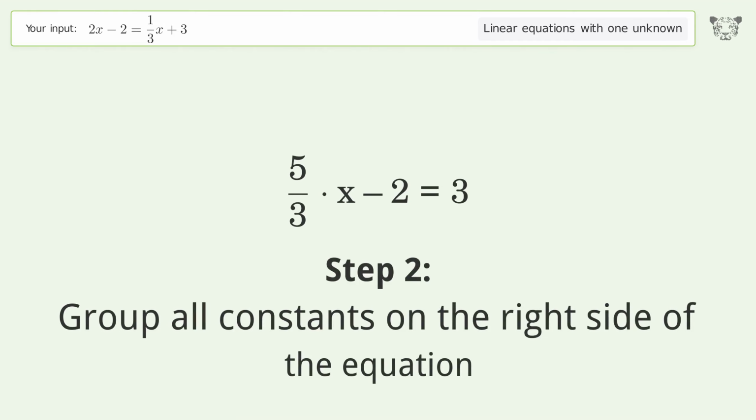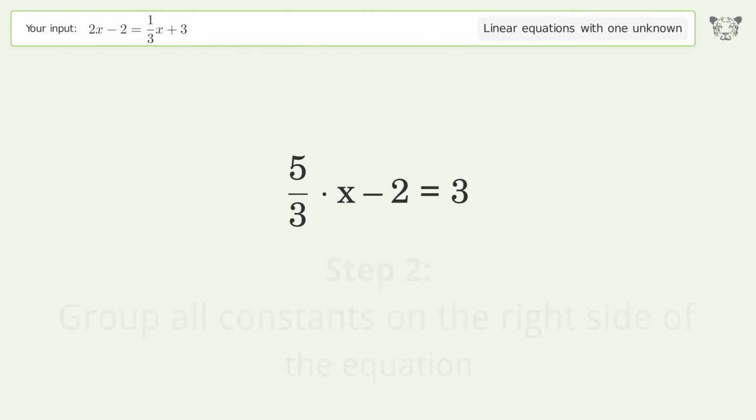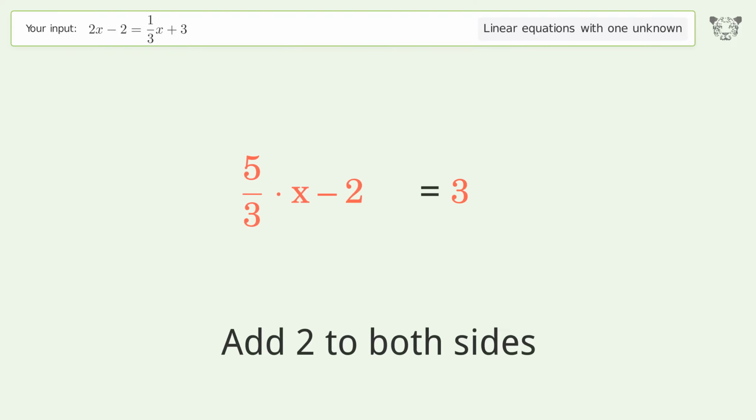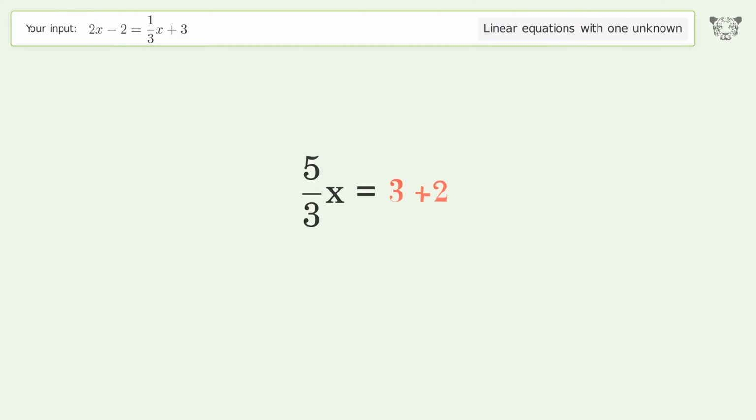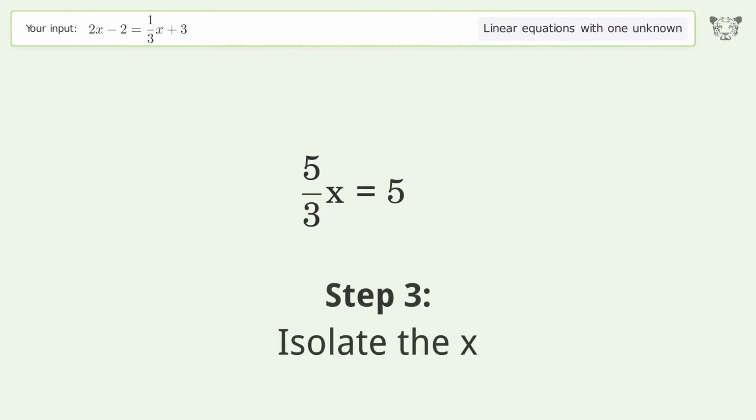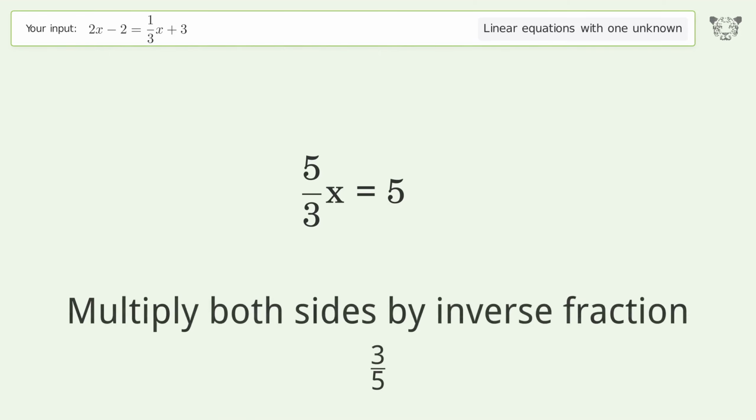Group all constants on the right side of the equation. Add 2 to both sides. Simplify the arithmetic. Isolate the x. Multiply both sides by inverse fraction 3 over 5.